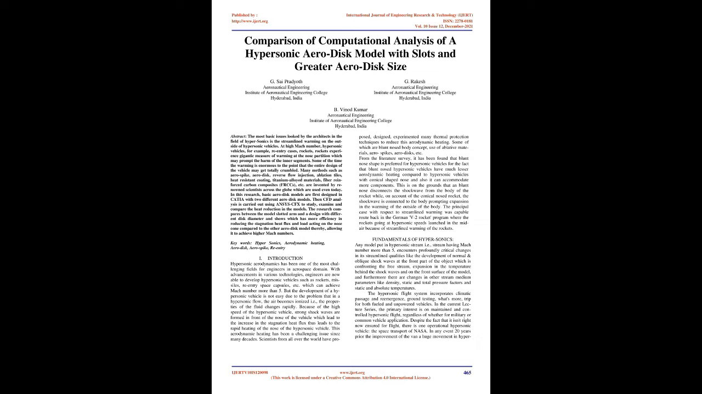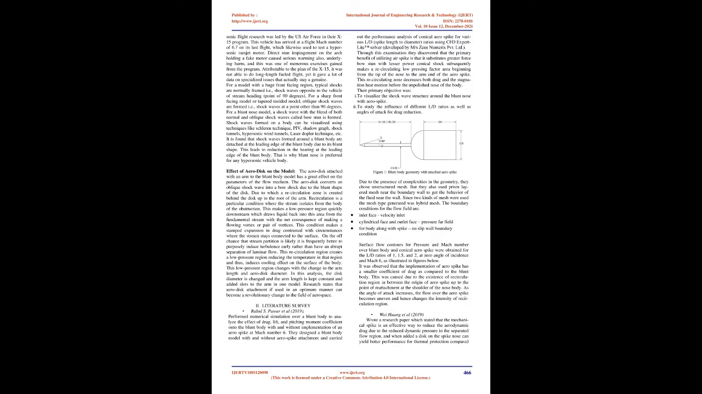From the literature survey, it has been found that a blunt nose shape is preferred for hypersonic vehicles because blunt-nosed hypersonic vehicles have much lesser aerodynamic heating compared to vehicles with a conical-shaped nose, and they can also accommodate more components. This is because a blunt nose detaches the shockwave from the body of the rocket, while in the case of a conical-nosed rocket the shockwave is attached to the body, leading to an increase in the heating of the outside of the body. The first known case of aerodynamic heating was in the German V2 rocket program, where rockets traveling at hypersonic speeds exploded in mid-air because of aerodynamic heating of the rockets.